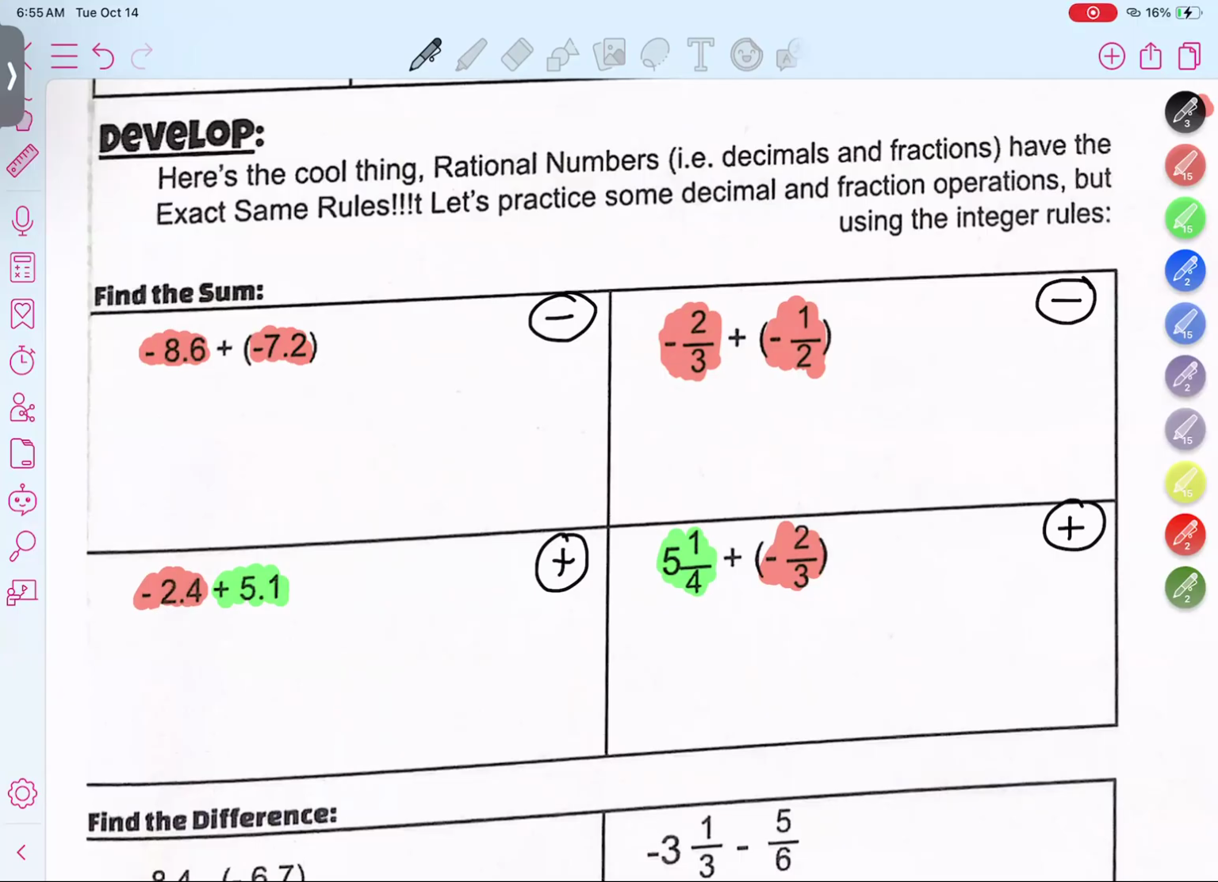So over here, I have an 8.6 plus a 7.2. Remember, when we are adding our decimals, you need to line up the decimals. Always, always, always line up the decimals and then just add straight down, and your decimal comes straight down. So over here, I have a 6 plus 2, which is 8. And an 8 plus 7, which is 15. And we said our answer was going to be negative. So I know it's a negative 15.8.